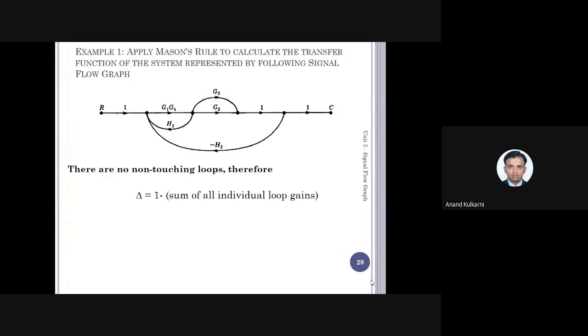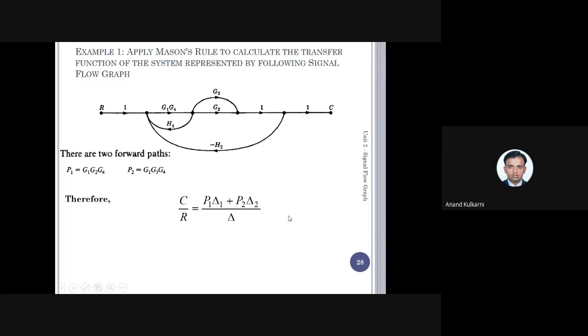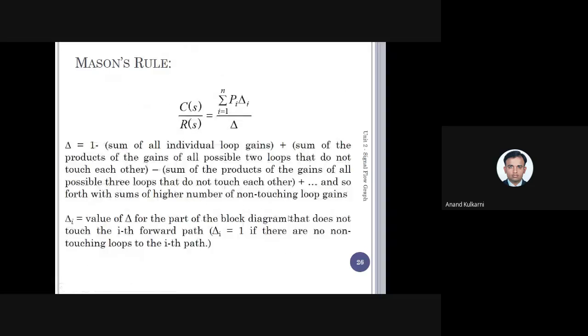Then there are no non-touching loops. Hence, delta is equal to only this term. Why? Because the sum of all the non-touching loops taken together is not there, and the third is also not there. So in this condition, in this formula, the sum of the products of the loop gains of two possible loops that do not touch each other is 0. Similarly, the sum of products of the gains of all possible three loops that do not touch each other is also 0. So in this formula, only delta equals 1 minus the sum of individual loops is existing.